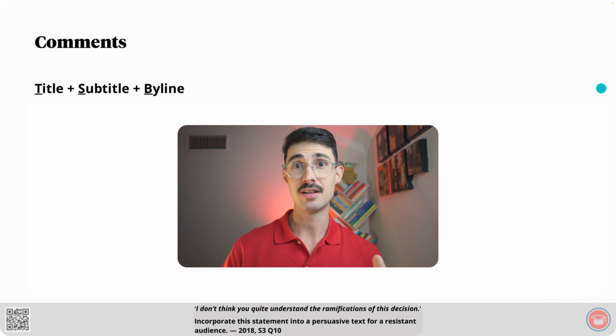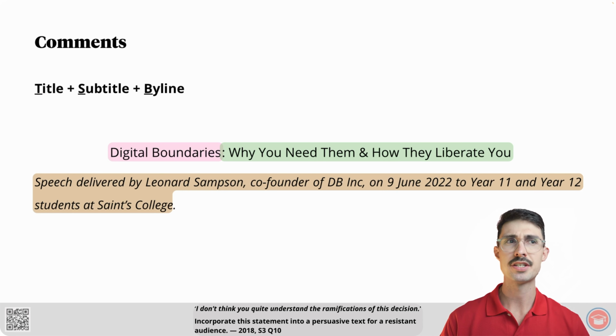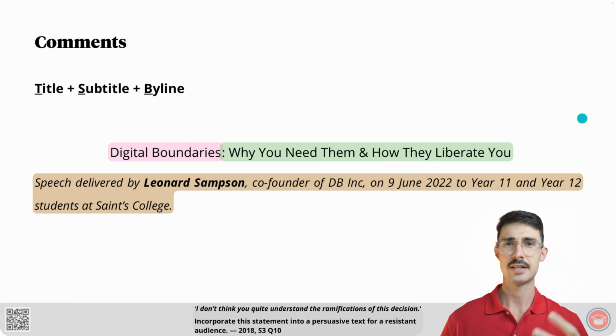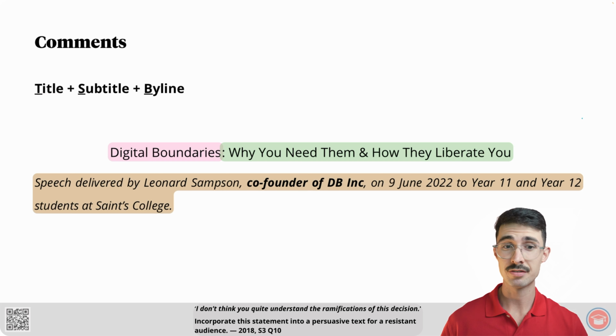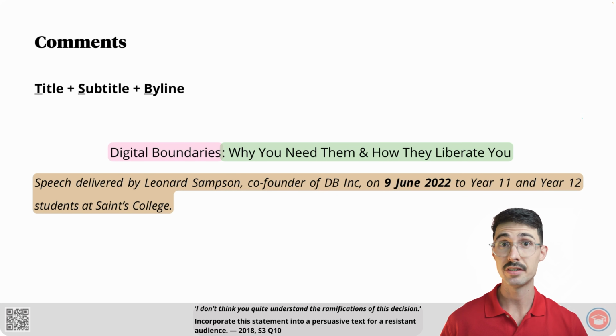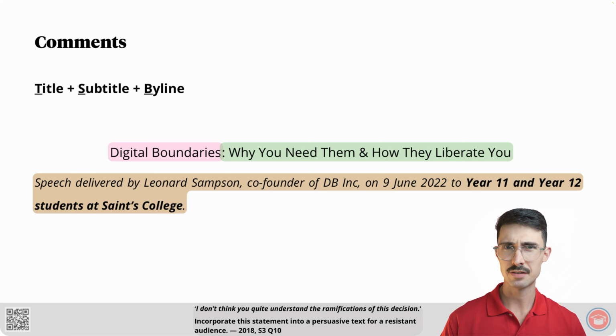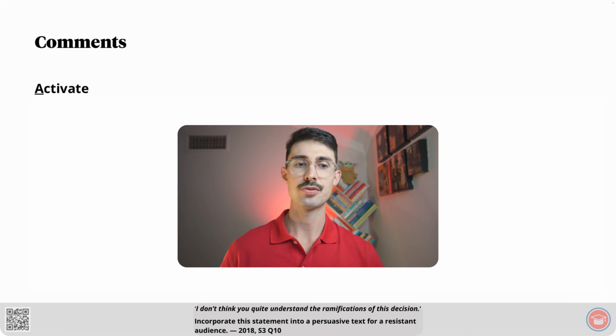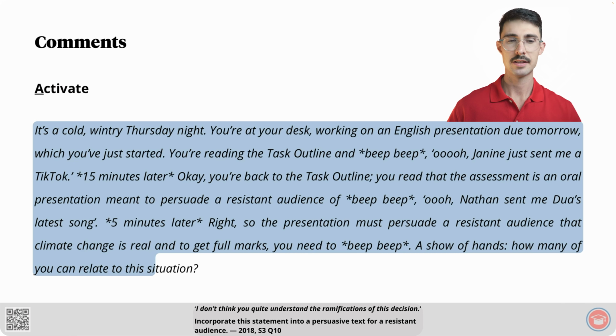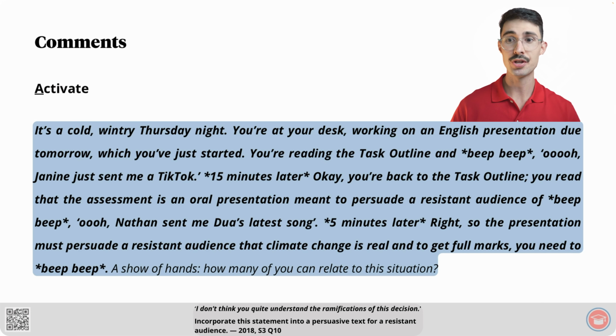Finally, we have the byline. This byline succinctly addresses those 4 components of this element. The first being the speaker's name, the second being the speaker's occupation, the third being the date the speech is delivered, and the fourth being the context of delivery, which refers to the audience and where the speech was delivered. Turning to the activate of the introduction. The audience is activated through the use of a hypothetical situation. This hypothetical situation is one I'm sure my audience could relate to in some capacity, so it engages them.